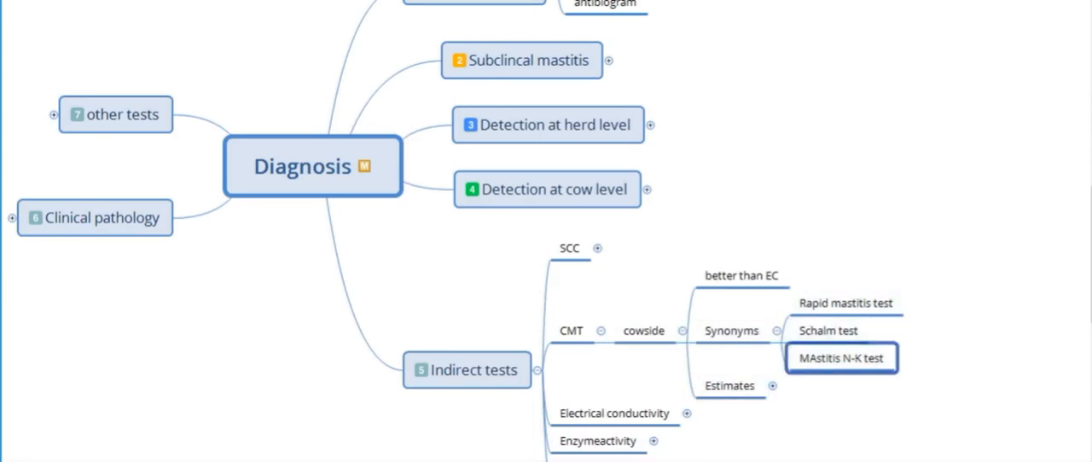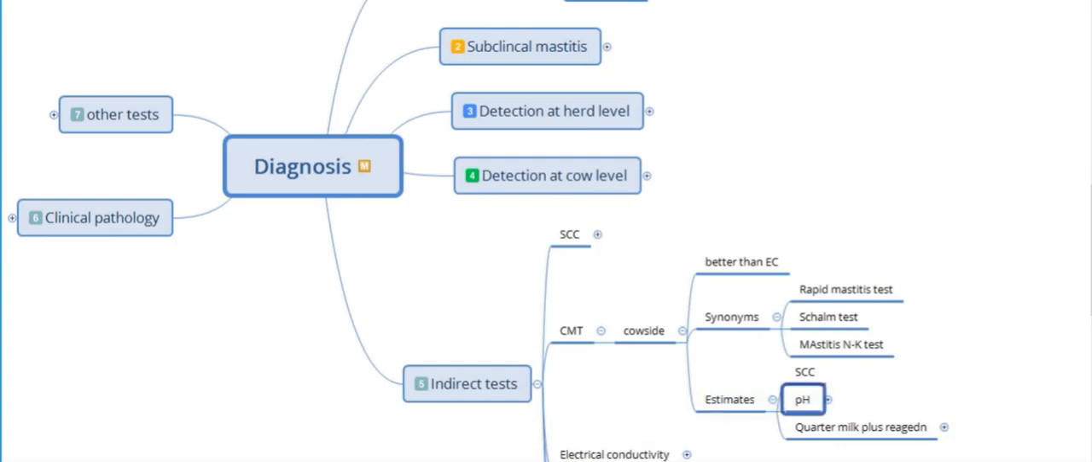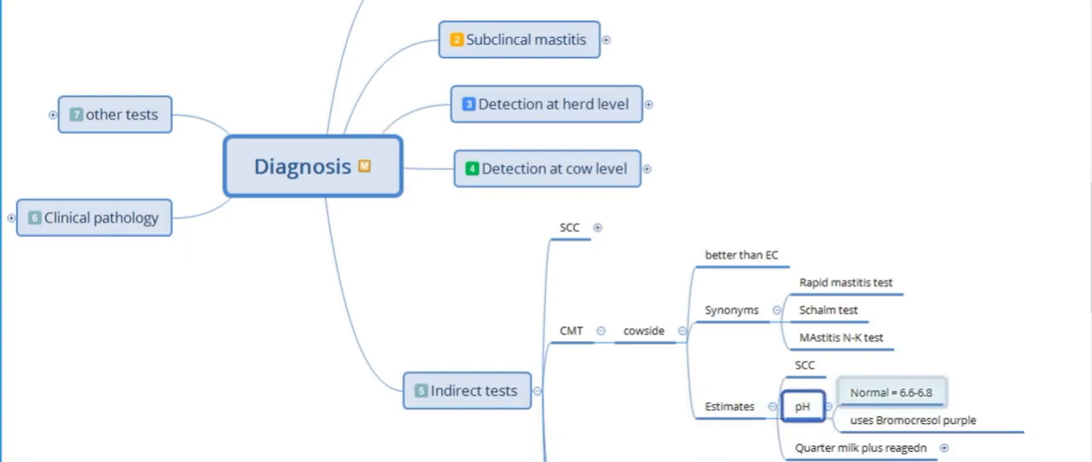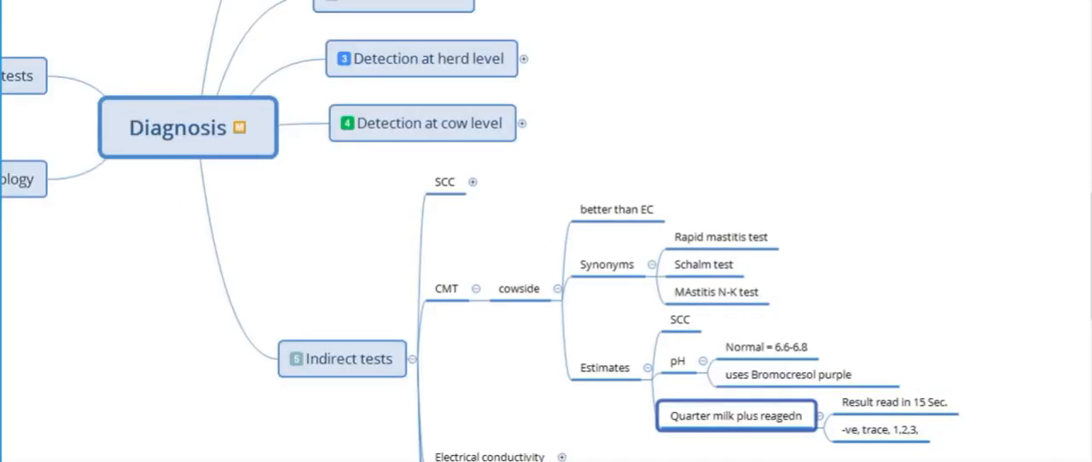estimates both the somatic cell count as well as the pH of the milk. The normal somatic cell count is around 1 lakh, and the normal pH is around 6.6 to 6.8. The peculiarity of this test is that it uses bromcresol purple as an indicator, and bromcresol purple becomes deeper purple in color when the pH of milk goes above 6.8. The advantage of the California mastitis test is that you can detect both pH as well as somatic cell count, and you can get the result within 15 seconds.